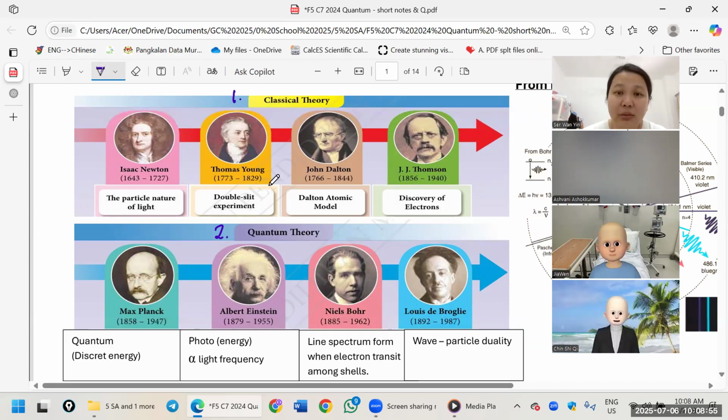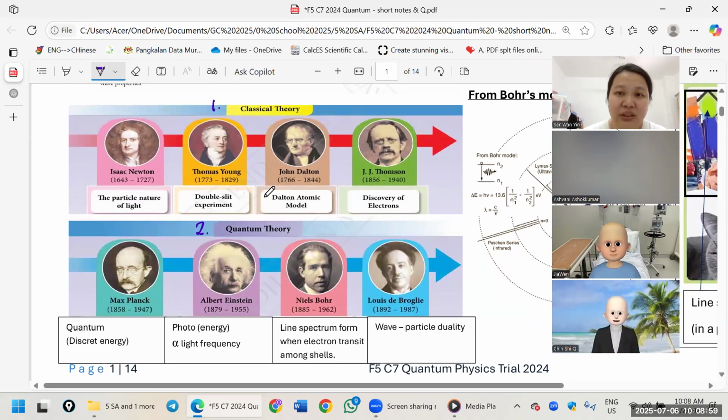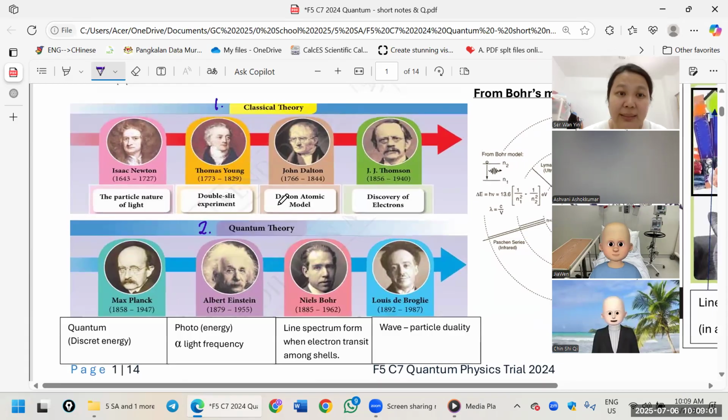Now, actually a lot of scientists and physicists were involved, but we only focus on eight. So the history, you all memorize a bit. So far, I only see objective questions asked. Classical theory is, of course, Isaac Newton.